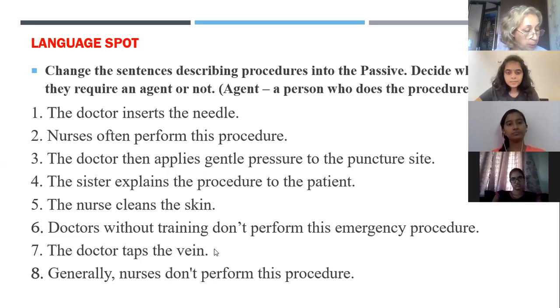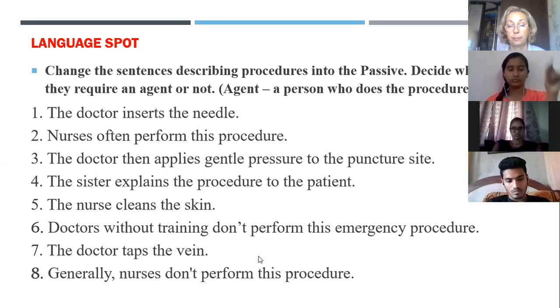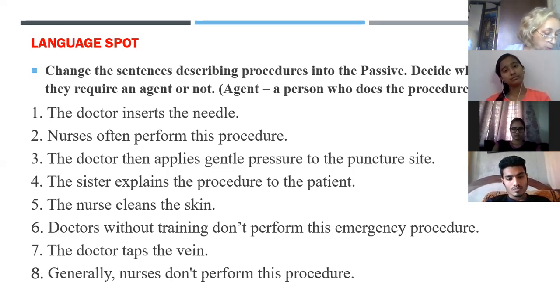Okay. Well, now Afnan, number 7. The doctor taps the vein. The vein is tapped by the doctor. Exactly. Or it can be just the vein is tapped. Yes, the agent is not required.